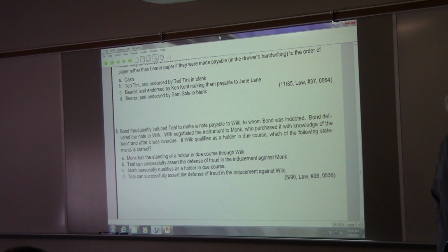Colby and Taylor. Bond fraudulently induced Till to make a note payable to Wilt, to whom Bond was indebted. Bond delivered the note to Wilt. Wilt negotiates the instrument to Monk, who purchased it with knowledge of the fraud and after it was overdue. Does Wilt qualify as a holder in due course?